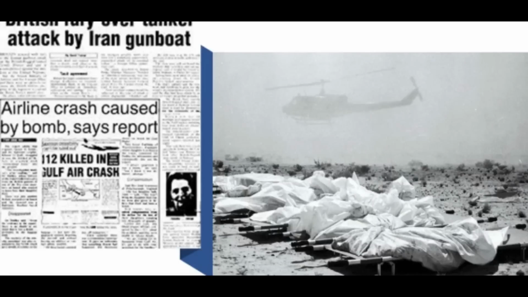Gulf Air Flight 771 crashed in the desert in the United Arab Emirates on September 23rd after a bomb exploded in the baggage compartment, killing 112. Palestinian terrorist organization the Abu Nidal Group was believed to have planted the bomb, allegedly to convince Saudi Arabia to pay protection money to the Abu Nidal Group to avoid attacks on their soil.